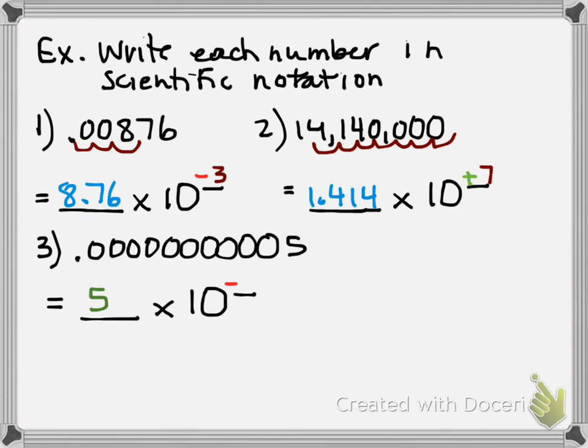Now, the question is, how many places did I have to move it? 10. That's it. So I heard 10. So let's see if you're right. 11. Oh, I'm hearing arguing here. 1, 2, 3, 4, 5, 6, 7, 8, 9, 10. Ooh, 10 gives me 0.5. It actually does take one more to get around that 5. So the answer is 5 times 10 to the negative 11th.